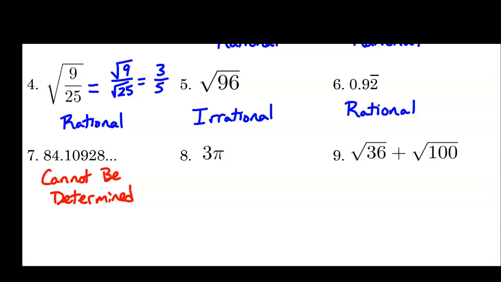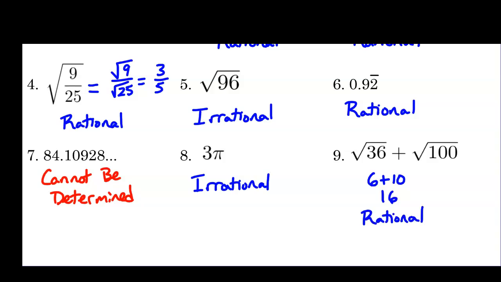Okay. Then we have 3 pi. So pi is irrational. 3 pi then, still irrational. And then the last one, we have this expression, square root of 36 plus square root of 100, which we can simplify. So that's 6 plus 10, which is 16, and that's a rational number.